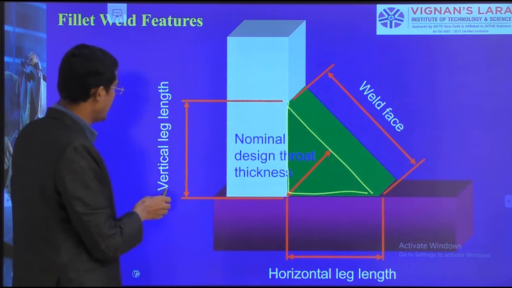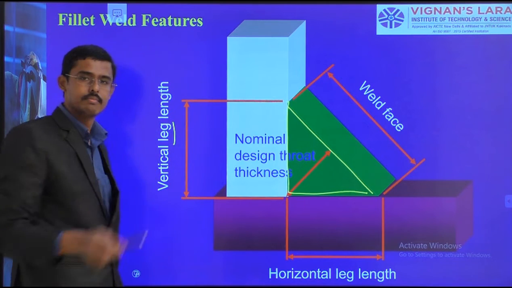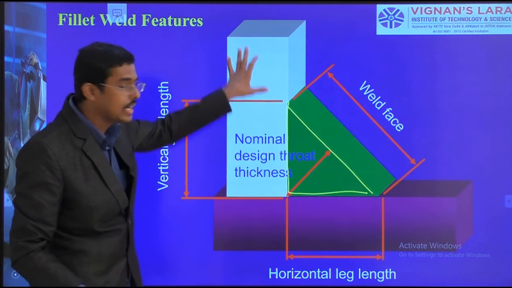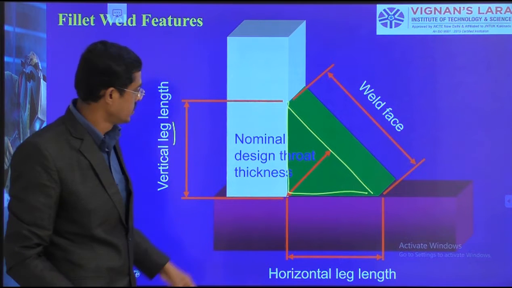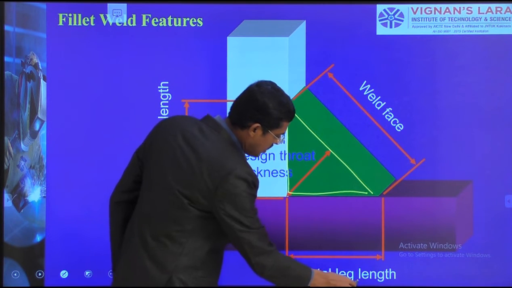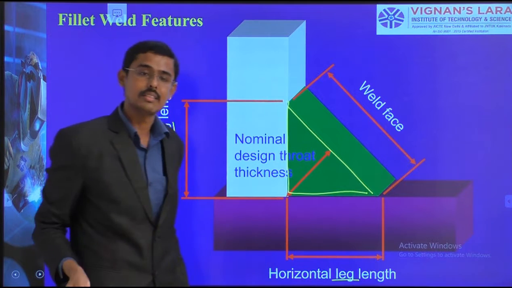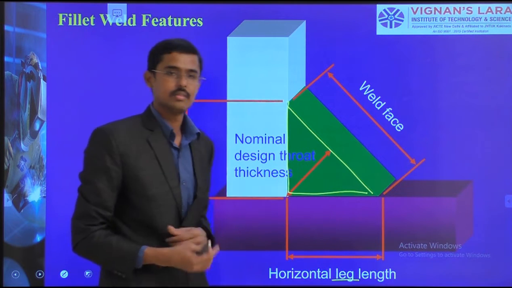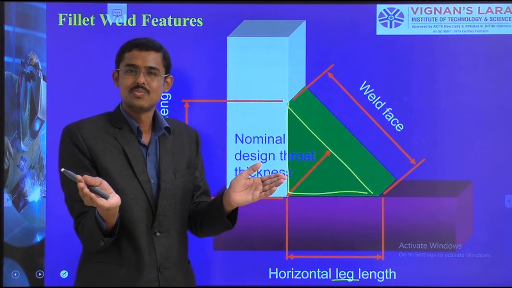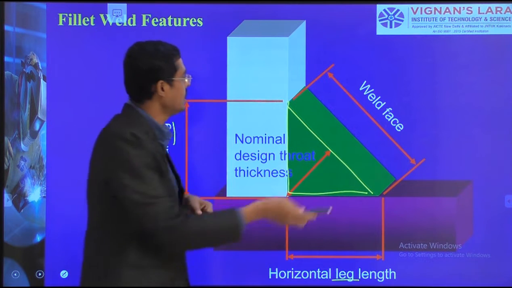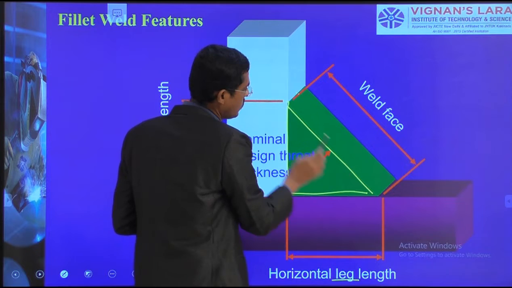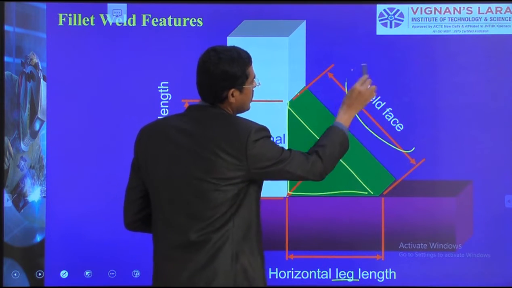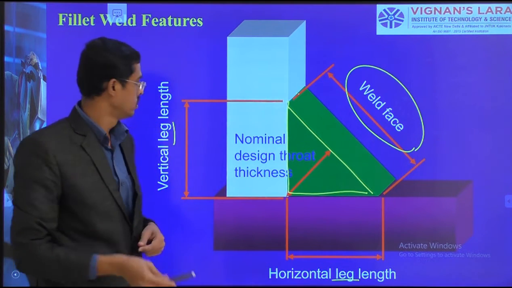We call it the vertical leg height. This is called the vertical leg height on the fillet weld. Similarly, this is called the horizontal leg length. Where is the weld zone? Here we have talked about the weld zone, from the starting of the green first point here to here. This we call the weld zone.